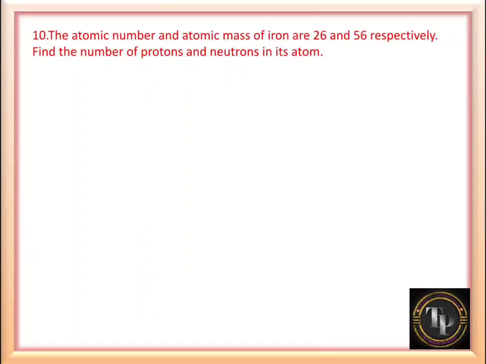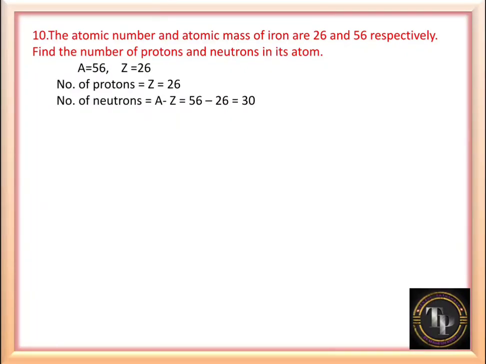The atomic number and atomic mass of iron are 26 and 56 respectively. Atomic number means the Z value is 26. Atomic mass, the A value, is 56. Find the number of protons and neutrons in its atom. Number of protons is equal to the atomic number, so the Z value is 26, and the number of protons is also 26. Number of neutrons is equal to atomic mass minus atomic number.